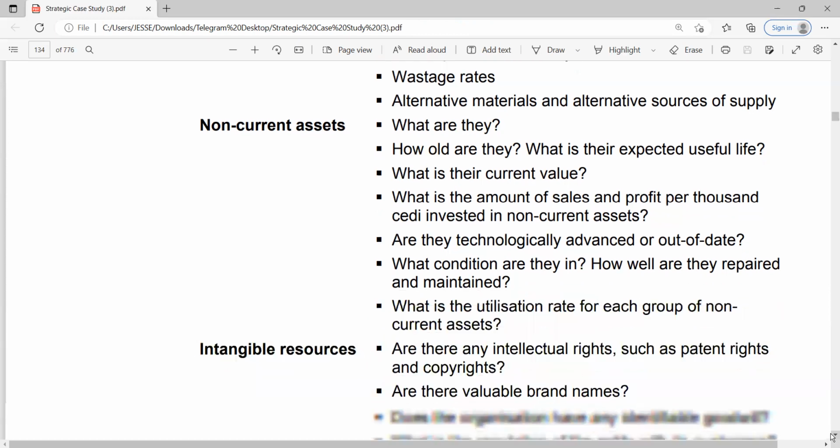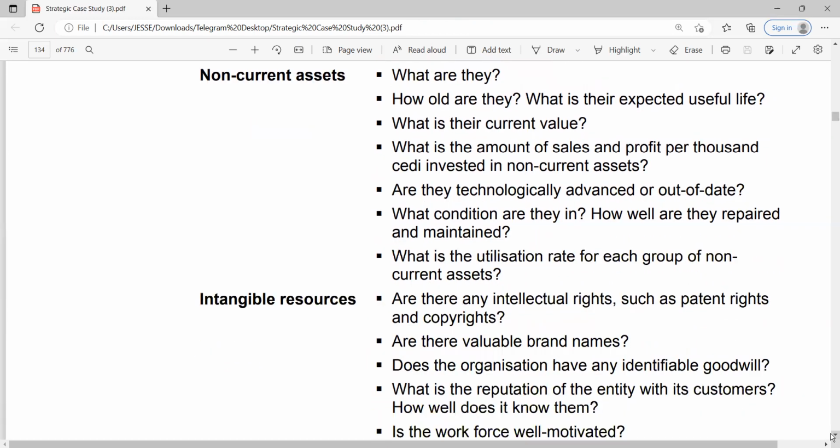Now let's move on to another resource, which is non-current assets or fixed assets. So what are the fixed assets? How old is the fixed asset? What is the current value of the fixed asset? How much has been invested into the fixed assets? What kind of condition is the fixed asset in? Is the fixed asset current in terms of technological trends, or is it out of date? All these things are things you can look at when you're auditing non-current assets, because non-current asset is a resource.